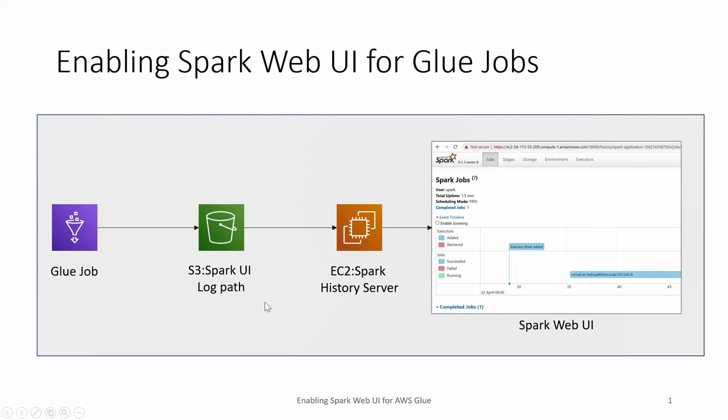Once we configure that property, a Glue job will write all of the Spark events into the S3 path that we have specified. As a next step, we need to have a Spark history server, which is going to make use of the Spark event log available in this S3 folder, and visualize it for us. So having a Spark web UI is really useful to understand the job performance and for debugging purposes. So let us get into a demo and see how this is done.